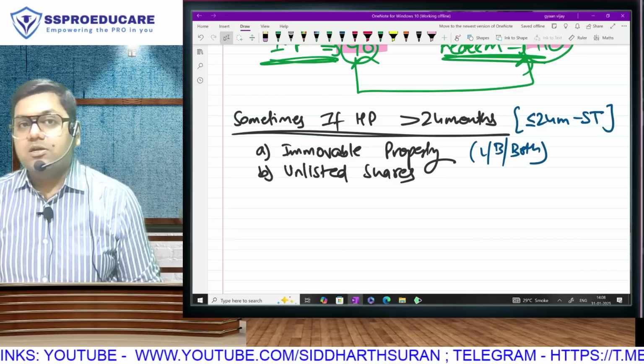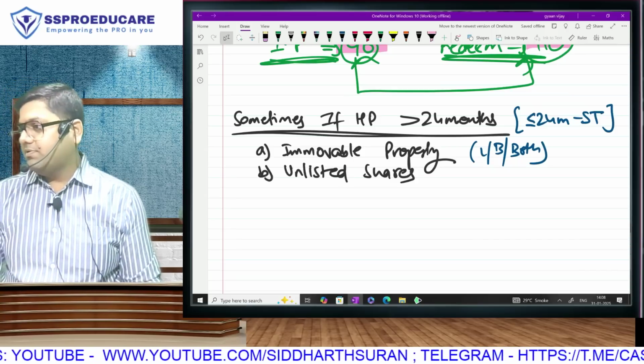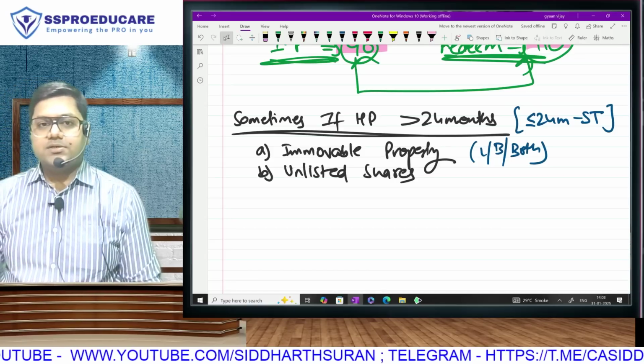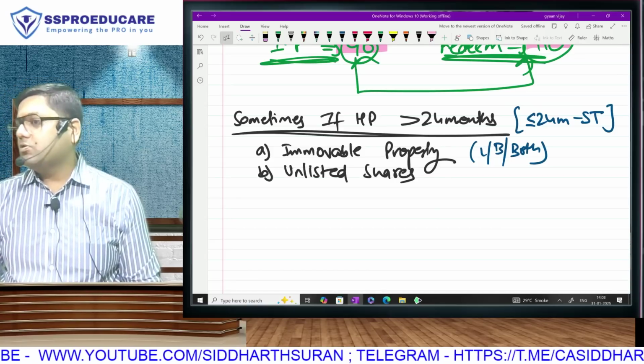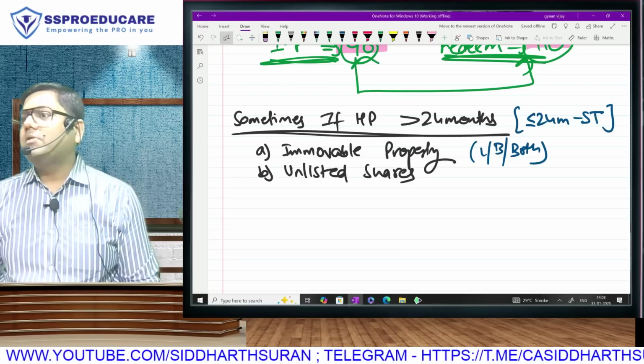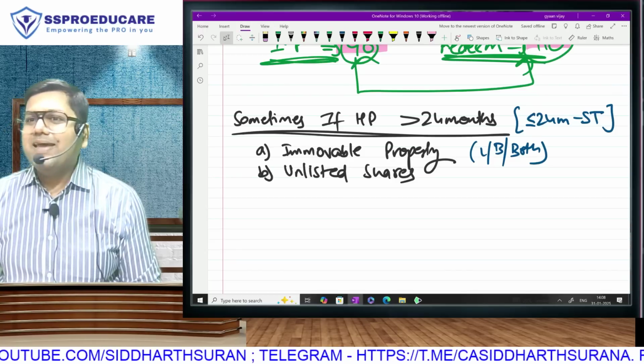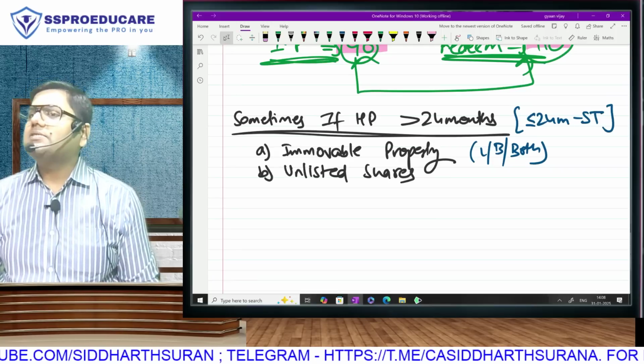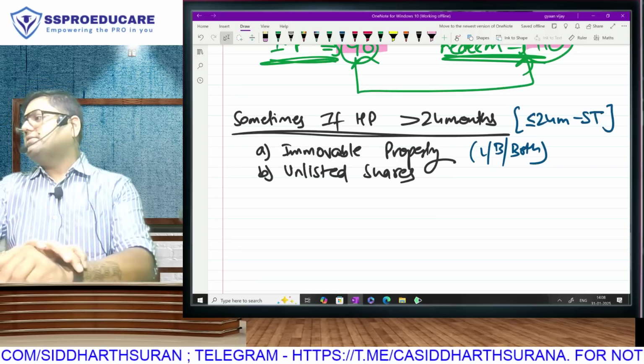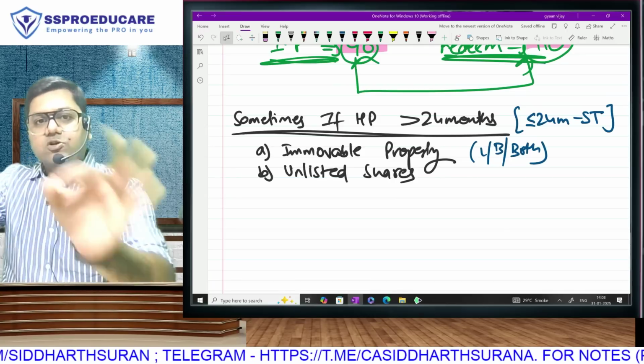Equity or others. Equity 12, others 36. And zero coupon bond also will come in 12. Immovable property will come in 24. Understood? 3 assets in 12, 2 assets in 24, everything else under 36 is what you finally take home for exam.